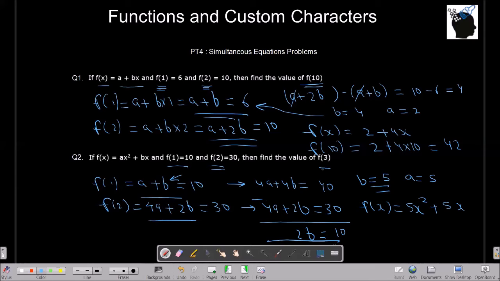Now we need to find the value of f of 3. So we'll put x is equal to 3 in this to have 5 multiplied by 3 square plus 5 into 3, which is nothing but 5 into 9, 45, plus 5 into 3, which is 15, which is nothing but 60. Let's try the next problem type.